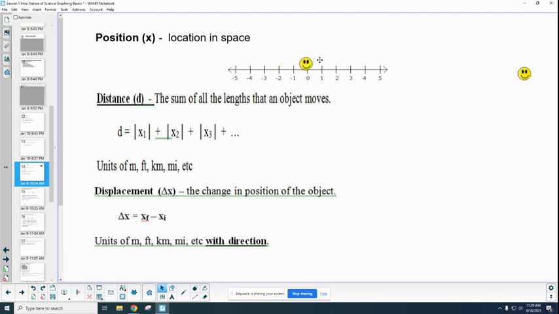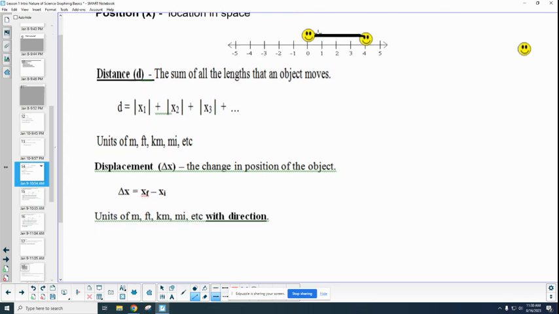So if we start our person here at 0, and then we move them over to 4, I'll draw a little arrow going to the right, that it goes from 0 to 4. Our distance traveled would be just a positive 4 meters, in that case.